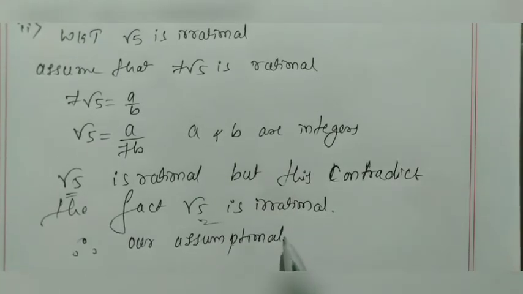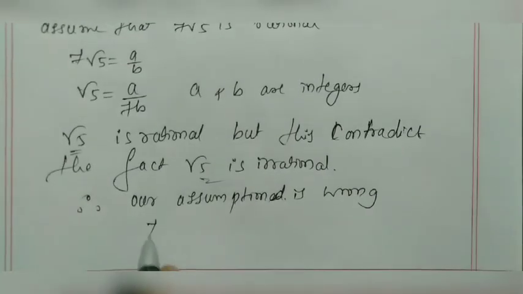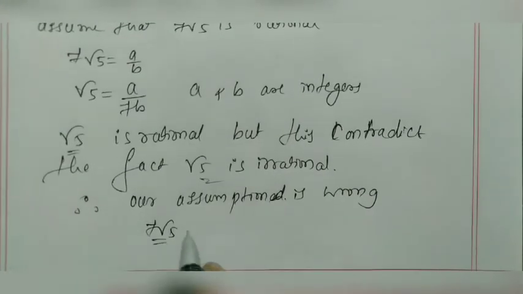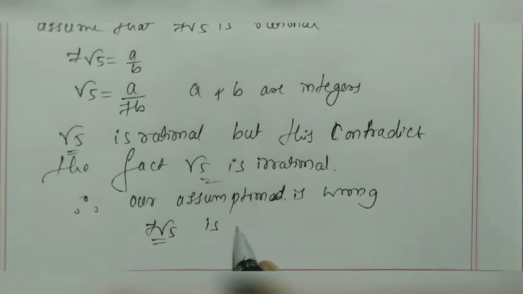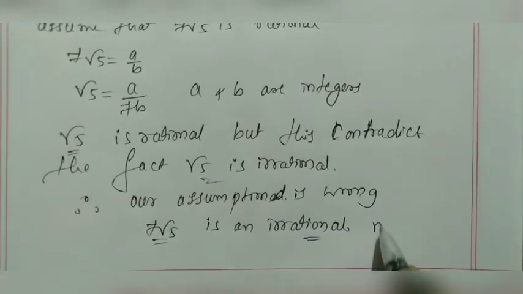If our assumption is wrong, then 7 root 5 is an irrational number. You can write here 7 root 5 is an irrational number.